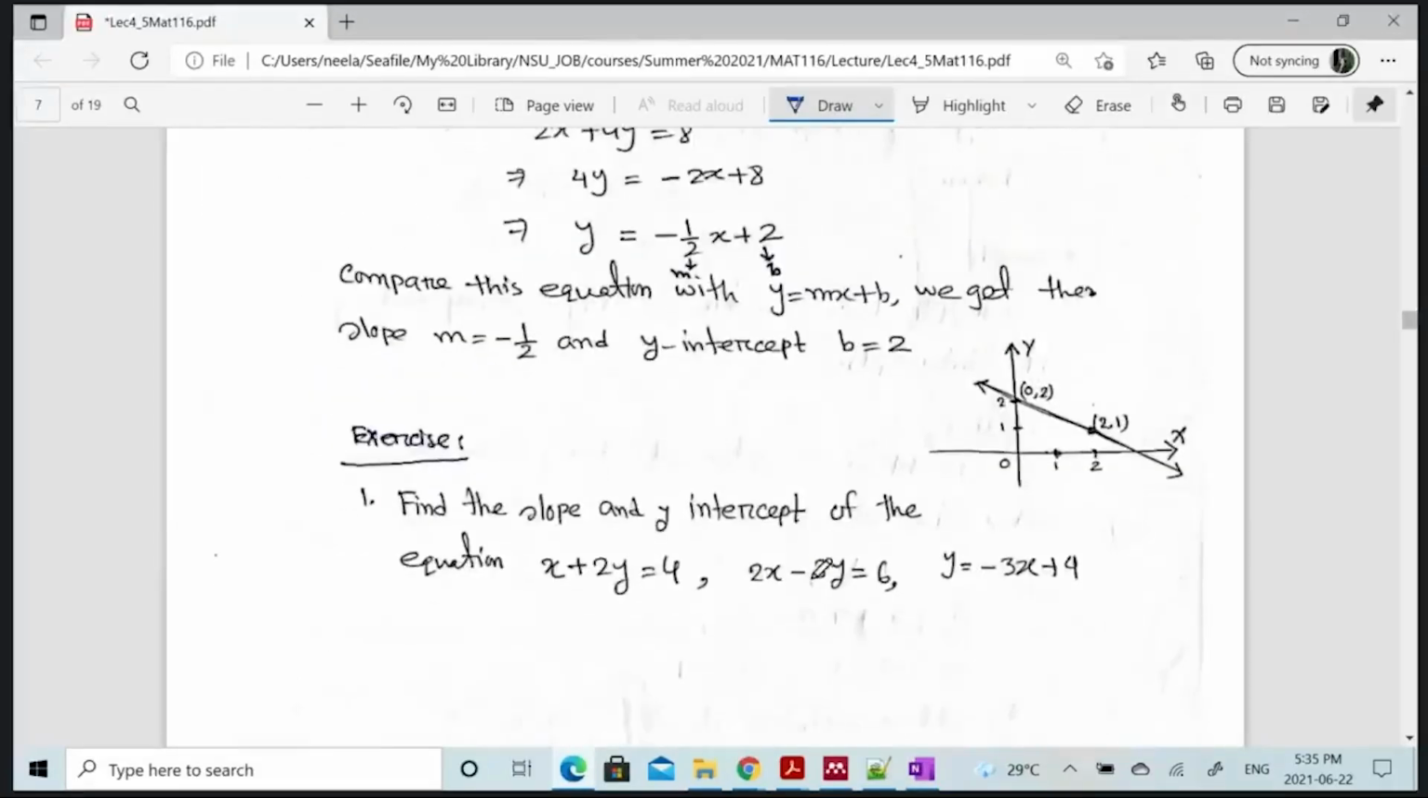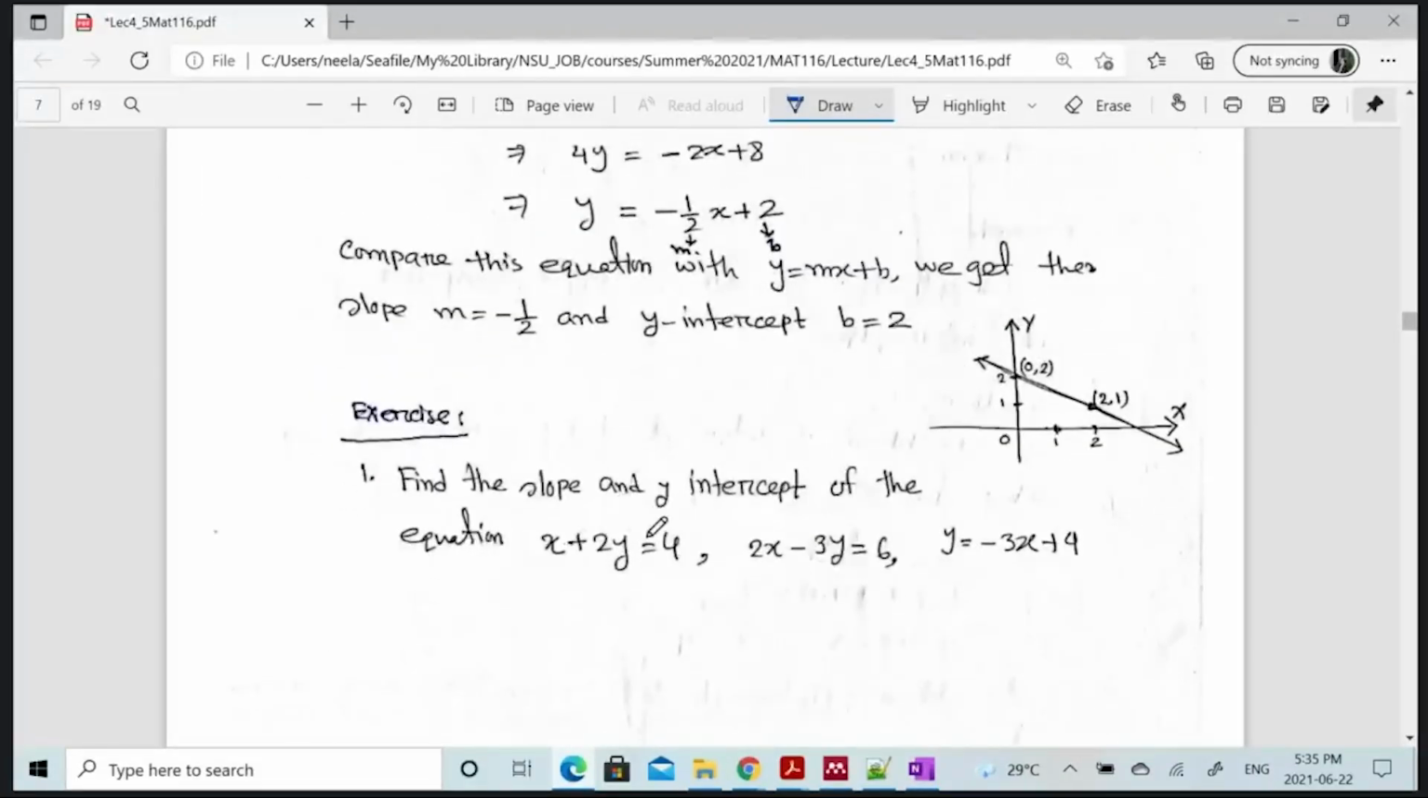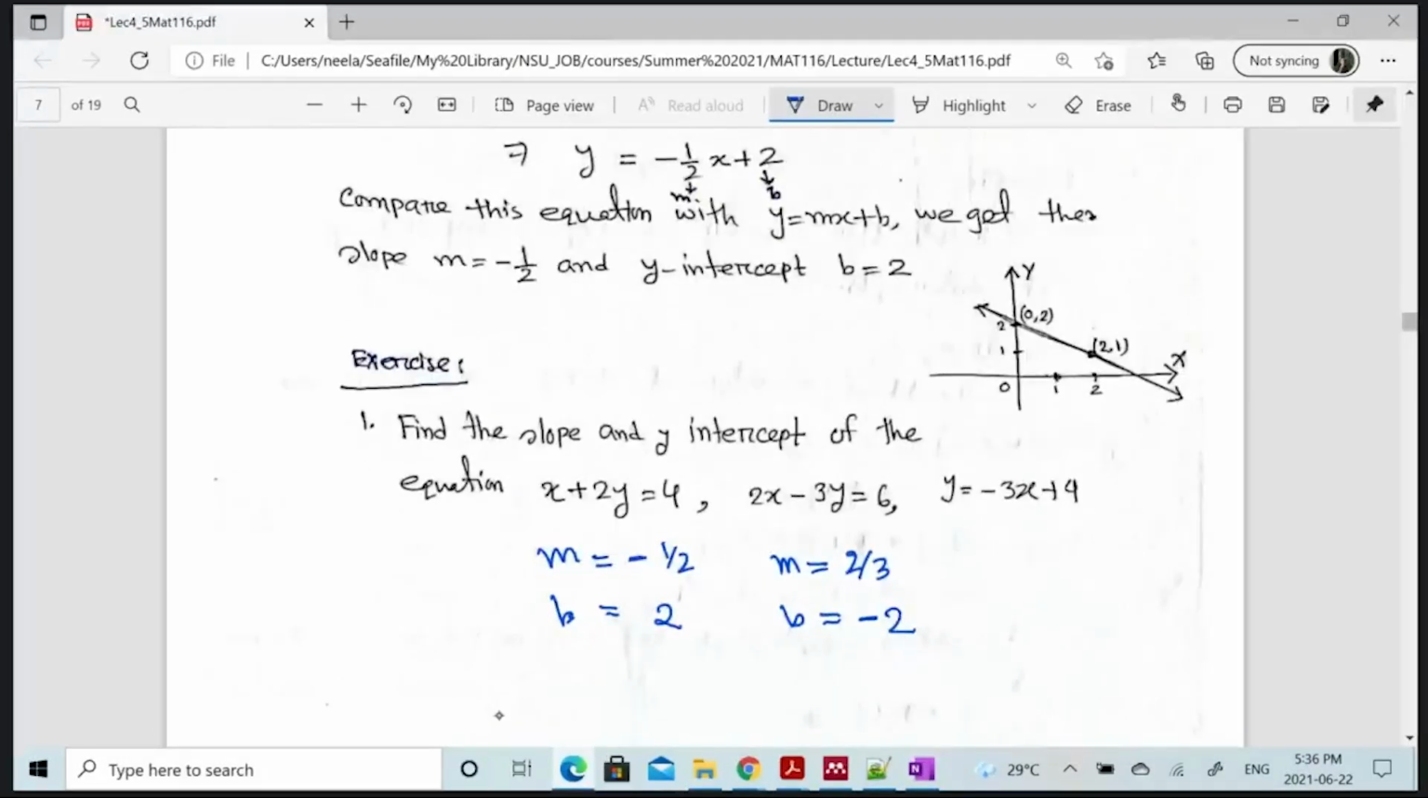We're almost done. So just tell me verbally and follow. What's going to be m here for this one? M and b. Minus half, and b equals 4. What about here? Minus 2 by 3. And b? Minus 2. And here, minus 3, 4.